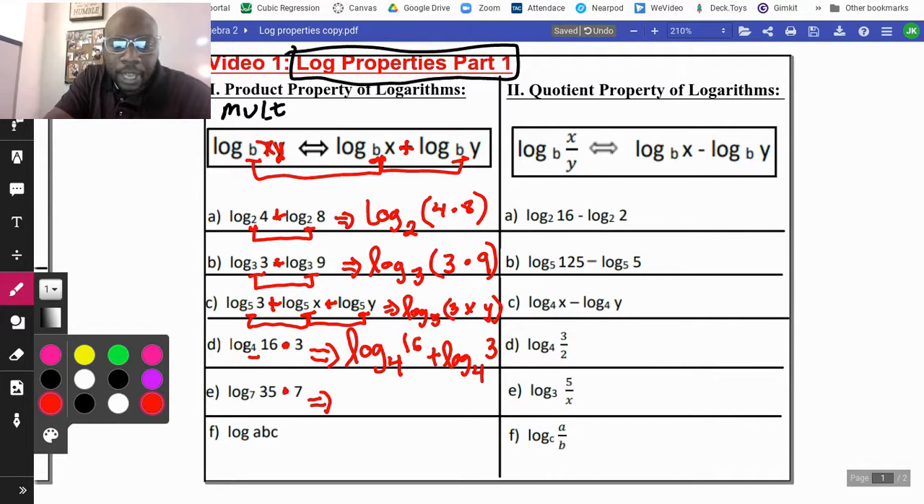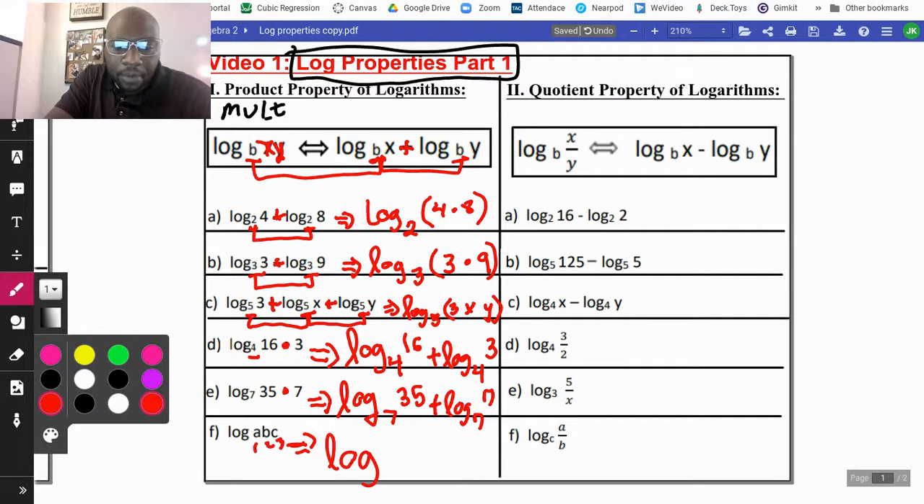Because this is a multiplication, you can break it down to addition, but you have to make sure you keep the same base. The base is 7 here. So log base 7 of 35 plus log base 7 of 7. You with me? Next one, same deal, because it looks like they're multiplying. How many things are being multiplied here? 1, 2, 3 things.